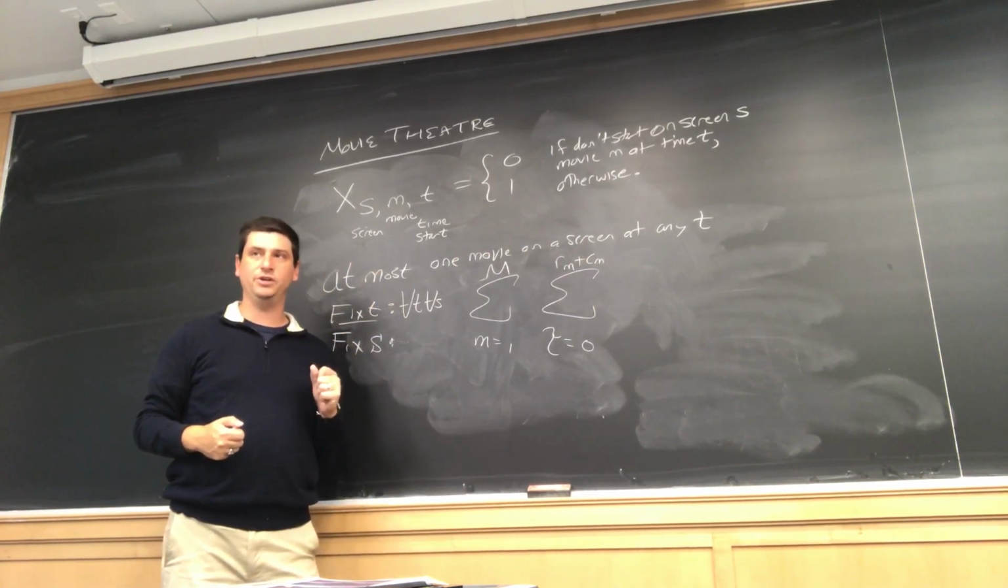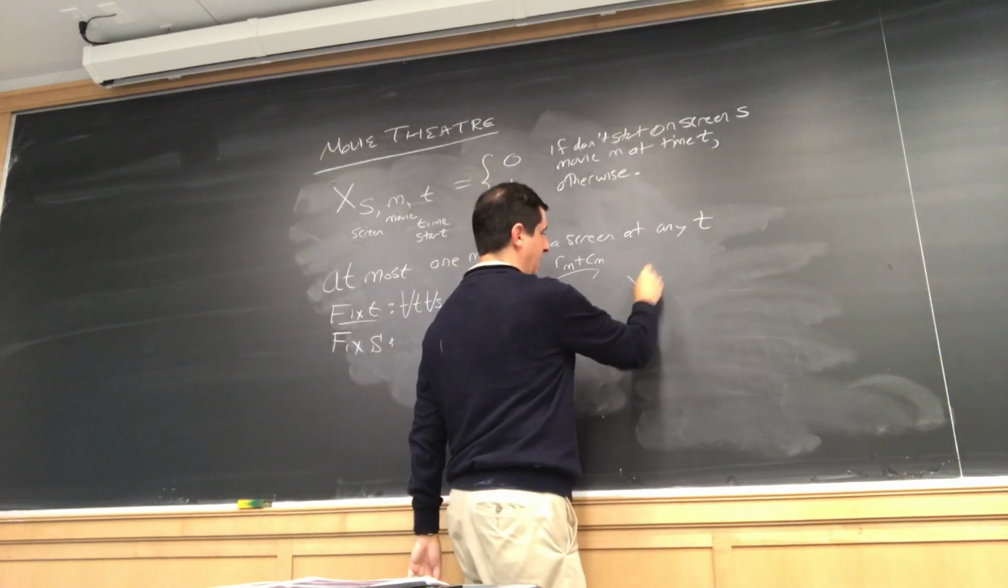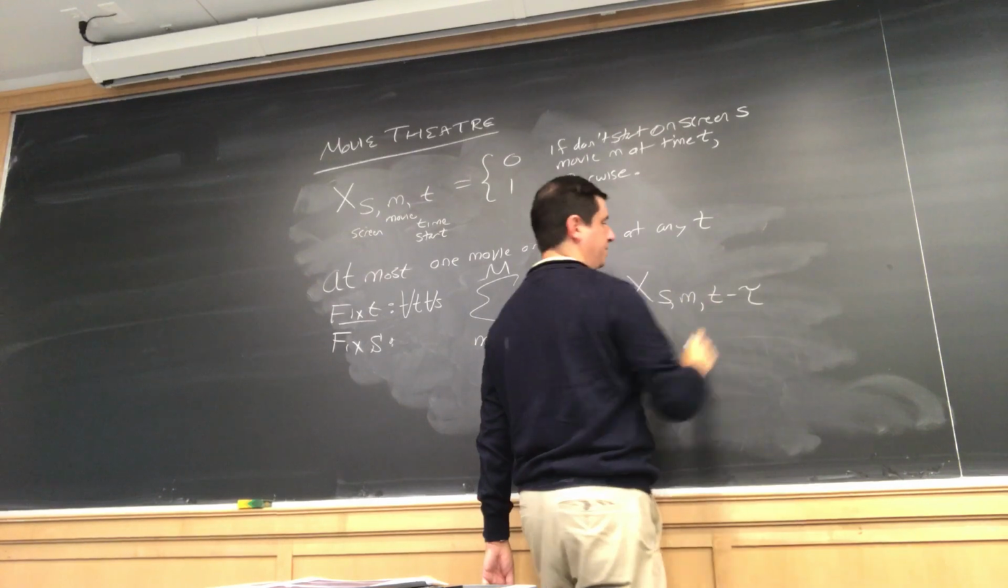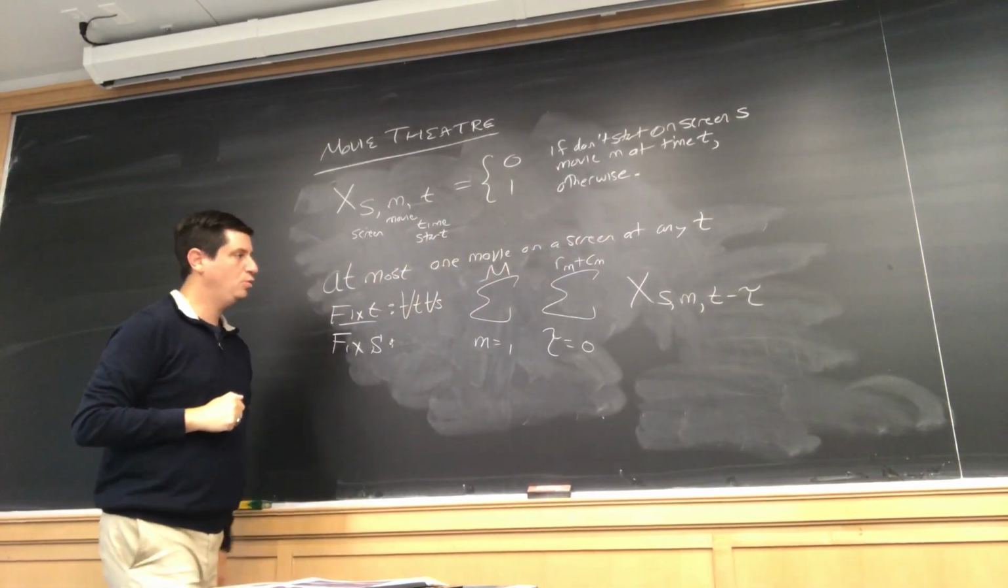So let me write it down and then we'll go through it. So it would be x, s, m, and then t minus tau. And we want this to be what?